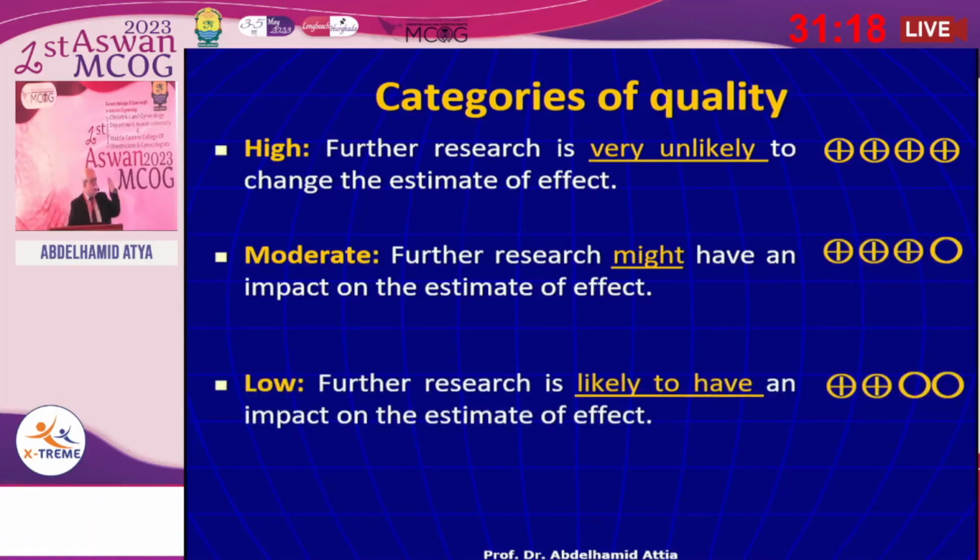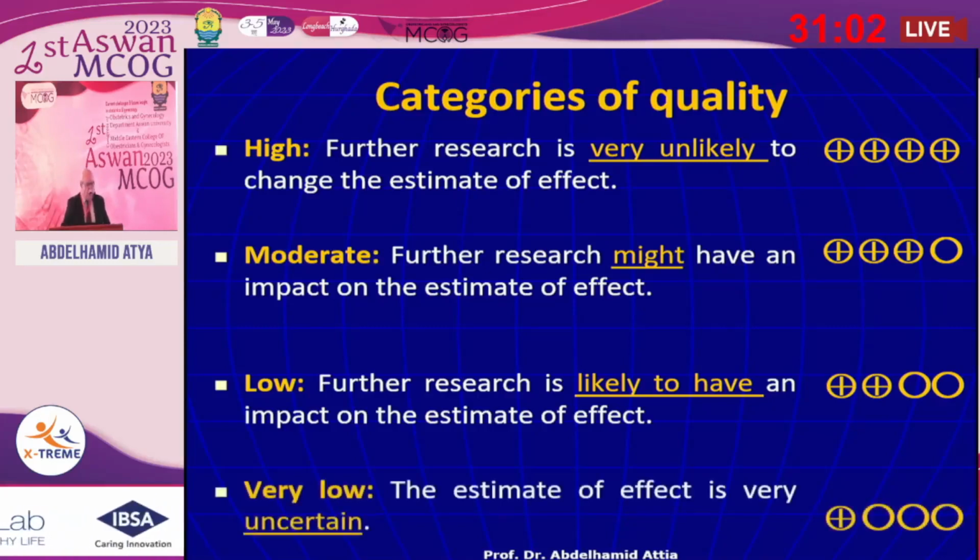If they say that this evidence is of low quality, this means that further research is likely to have an effect on the estimate, and more research is still needed here. They give it 4 circles, 2 of them filled with the plus sign. If they have very low quality evidence, this means that the estimate is very uncertain. Most likely it will change with more research. So they give it 4 circles, only 1 with a plus.